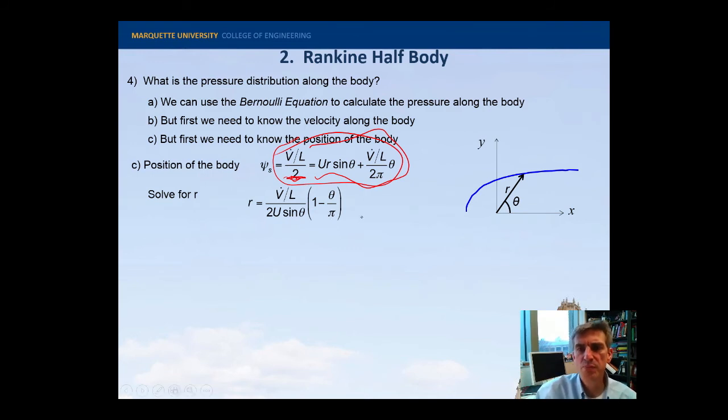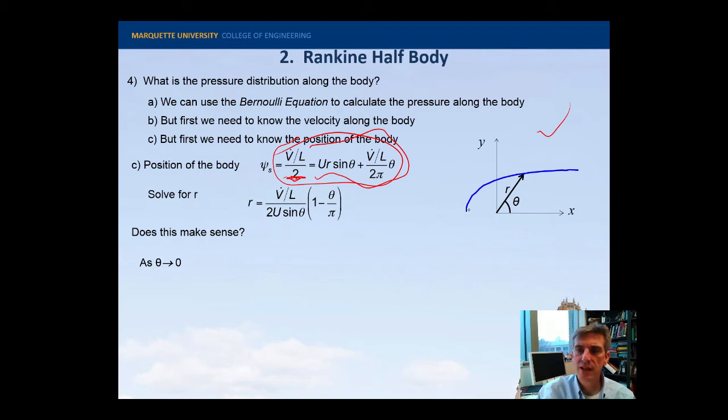So this little picture here is showing you what I'm talking about. Here's the kind of the Rankine body. That's the stagnation streamline. And this is really showing what's the amplitude of r, or the magnitude of r, as a function of theta, as theta varies from 0 to pi. Does this make sense? Well, what would you expect the value of r to be when theta is equal to 0?